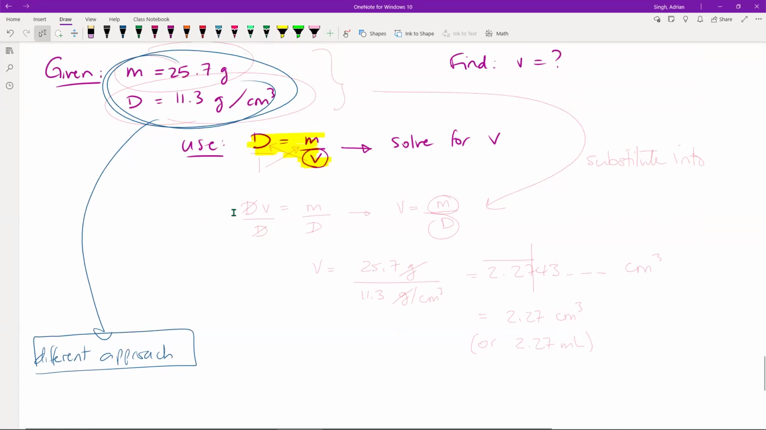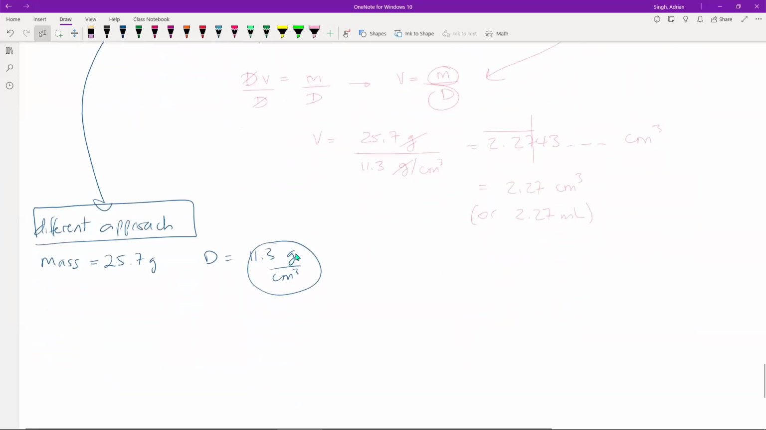Okay, so if I have my mass here as 25.7 grams, and then my density is 11.3 grams per cubic centimeter, right? This density is actually a conversion factor. That tells me I can write this as 11.3 grams per cubic centimeter, or I can flip it: cubic centimeter on top, every 11.3 grams at the bottom. Now remember, grams per cubic centimeter means grams for every 1 cubic centimeter, right? So these are my two conversion factors that I have.